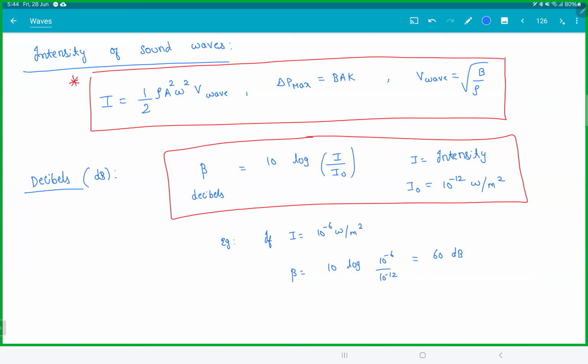So in our mains or BITS questions, the questions would be like this. I'll show you the next one. If intensity doubles, what is the change in decibels? If intensity becomes 10 times, what is the change in decibels? They would ask something of that sort.